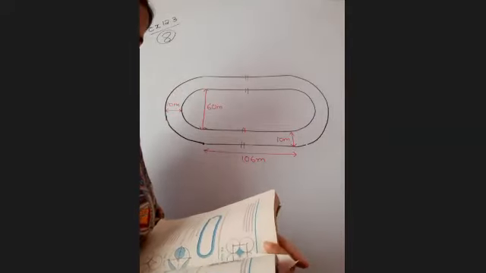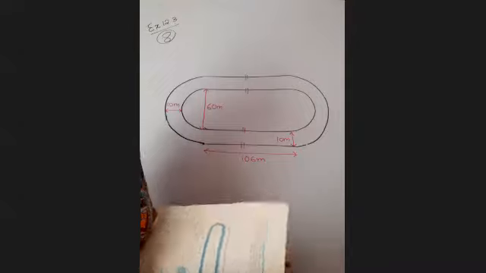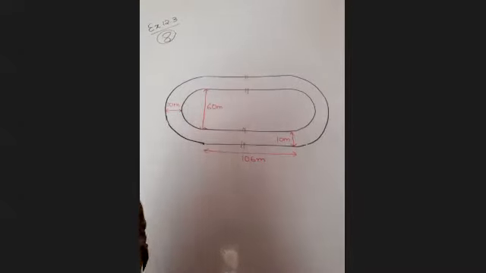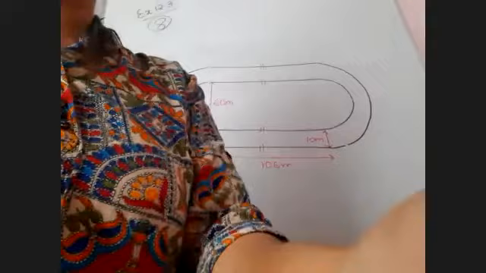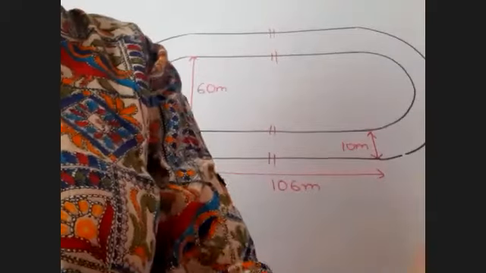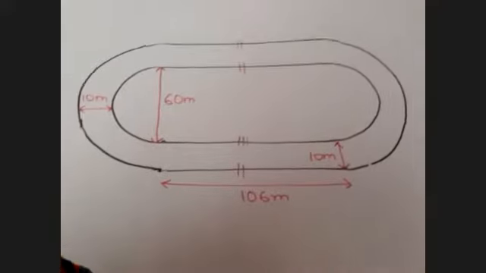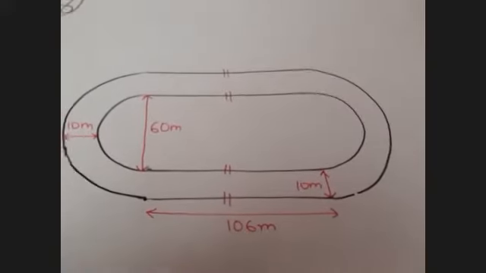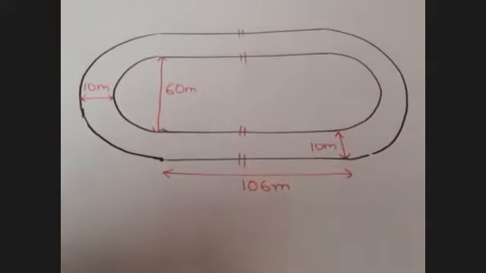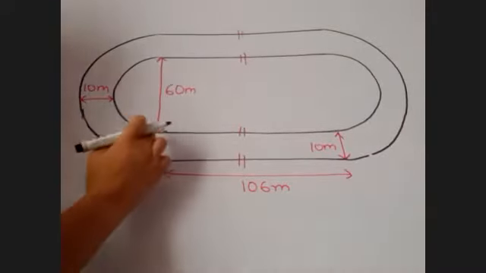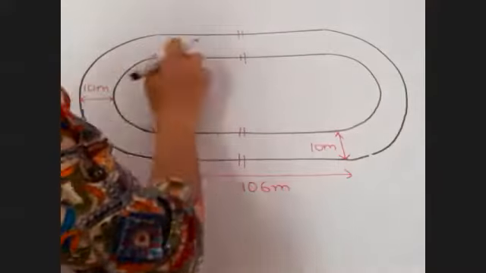Find the distance around the track along its inner edge. Now, what does it mean? Find the distance around the track along its inner edge. Let me just zoom it out. How to do that, children? We have to find the distance around its inner edge.